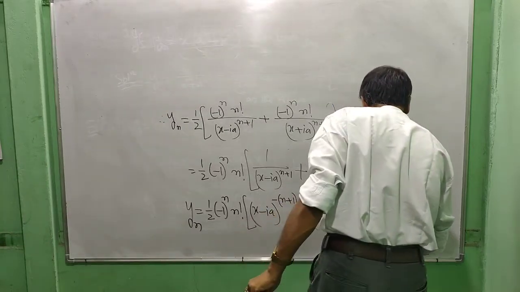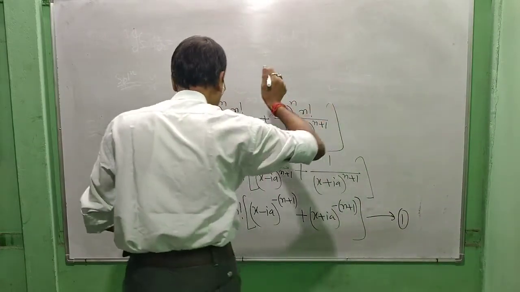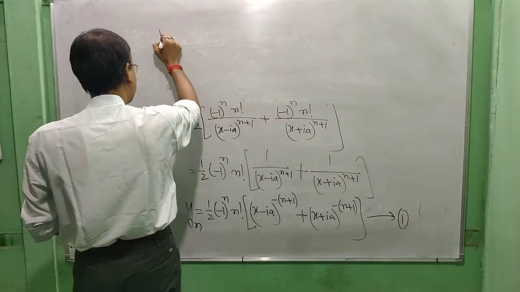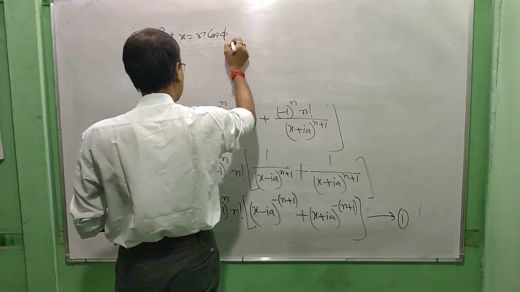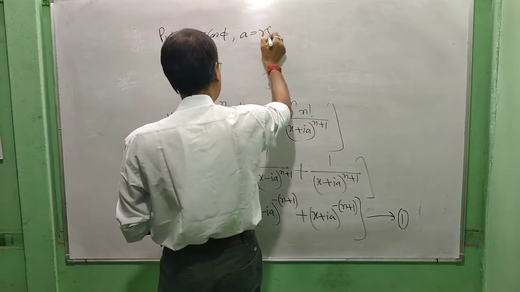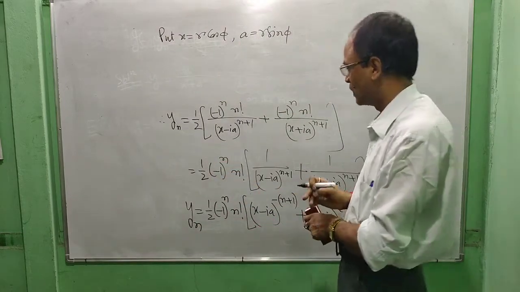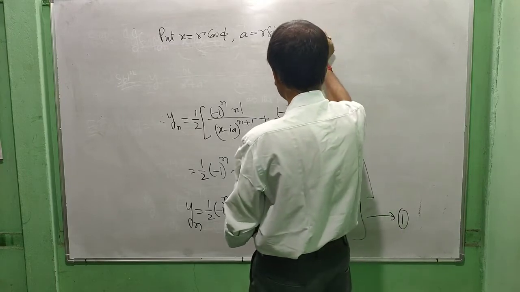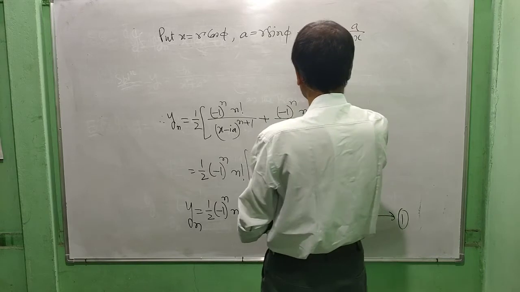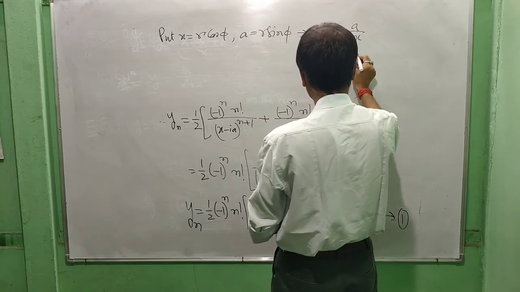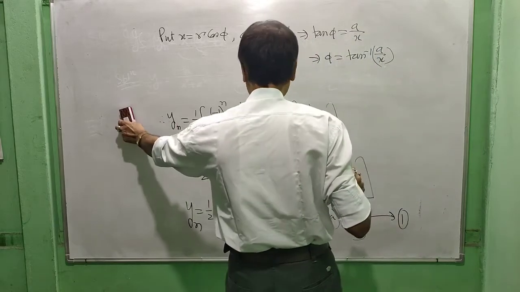Suppose this is number 1. Put x equal to r cos phi and a equal to r sin phi. This means tan phi is equal to a by h, which means phi equals tan inverse a by h.